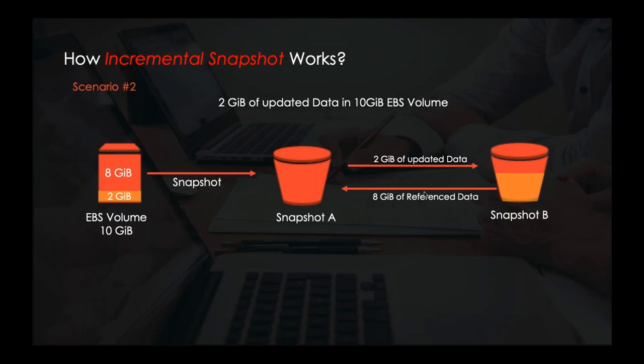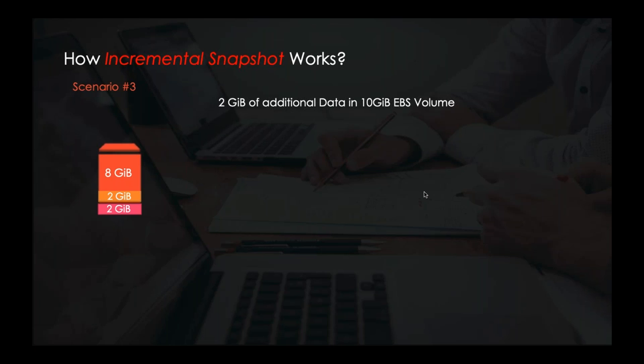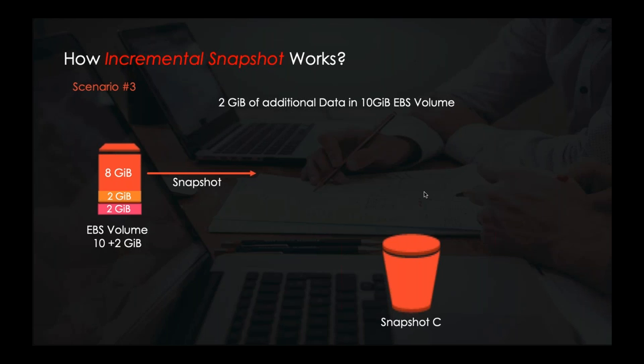Now, what if I delete snapshot A? Out of this 10 GB, what if I delete snapshot A? What will happen then? Before that, let's understand scenario three. You have added 2 more GB of data. That is, you have vertically scaled the previous volume, and now you have 10 plus 2, 12 GB of data, and you have taken snapshot C.